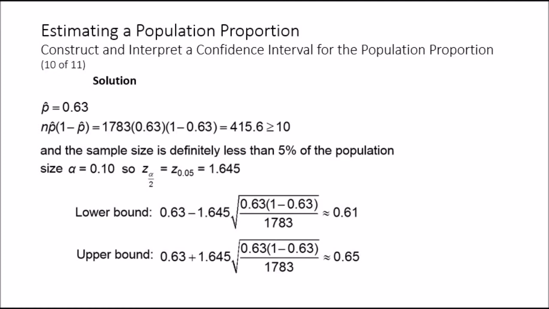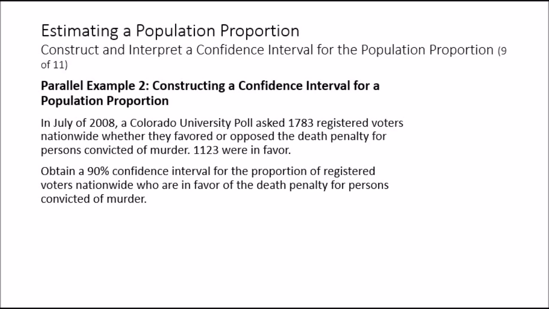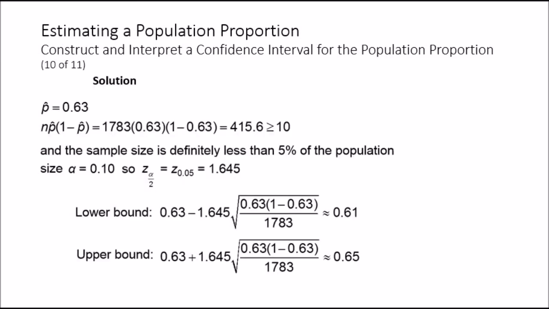So we're going to say n times p hat times 1 minus p hat, and indeed that is greater than 10, so the population is normal. And the sample size is definitely less than 5% of the population, since we're talking only about 1,783 people out of all of the registered voters in the United States.